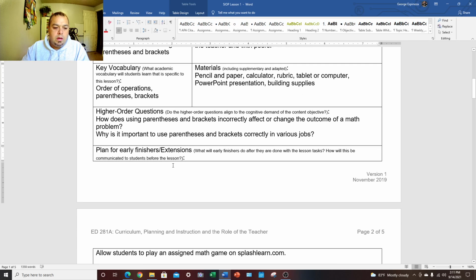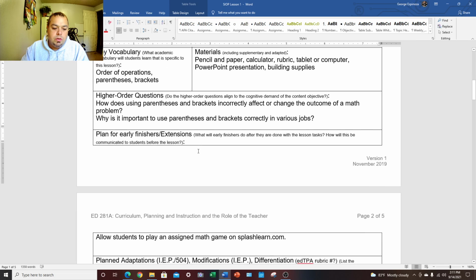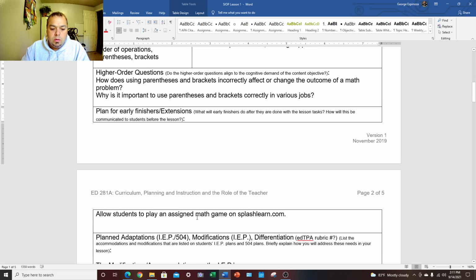So as described, there is a plan for early finishers, or an extension, which would be to allow students to play an assigned game on SplashLearn.com. The assigned game coincides and is connected directly to the subject area that we are talking about, which is order of operations and parentheses and brackets.